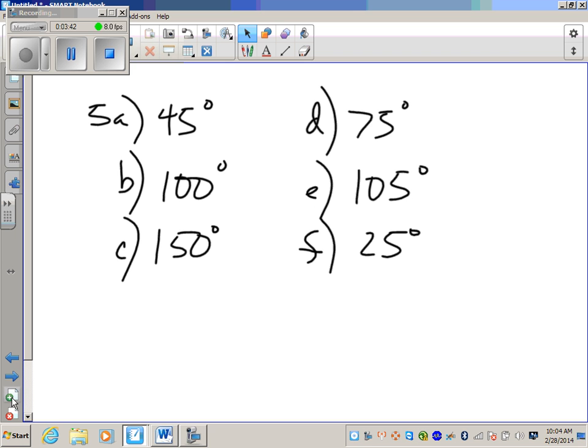Now, who remembers what I said before about being 100% accurate about your angle measurements? What did I say about that before? Sydney? As long as it's close. So a 45, I'd accept anything probably 40, 50, somewhere between there. Anybody have anything different than that?